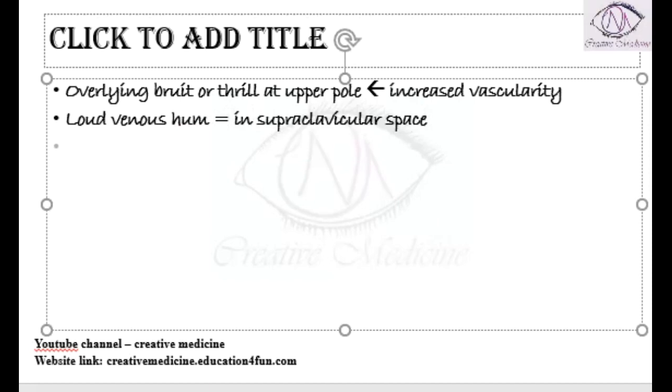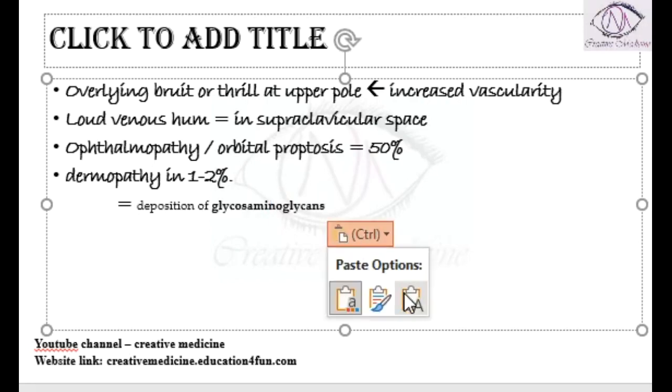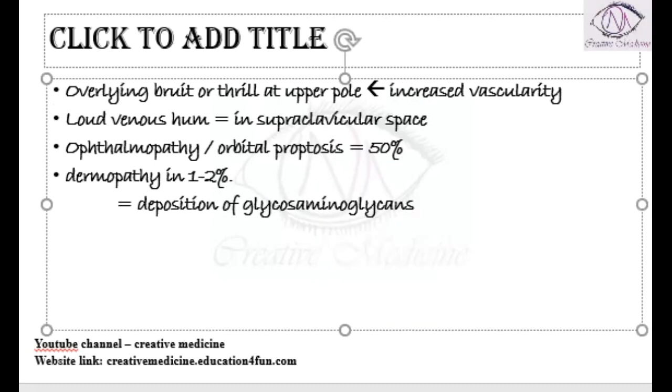If you examine the eye, then ophthalmopathy or orbital proptosis can occur. Ophthalmopathy or orbital proptosis may be seen in 50% of the cases, and dermopathy may be seen in 1 to 2% of patients. And why is this dermopathy present? This dermopathy is mainly because of the deposition of glycosaminoglycans. These deposited glycosaminoglycans are responsible for thickening of the skin.